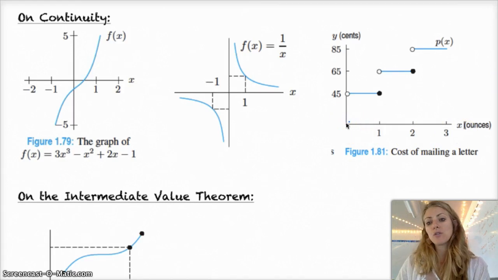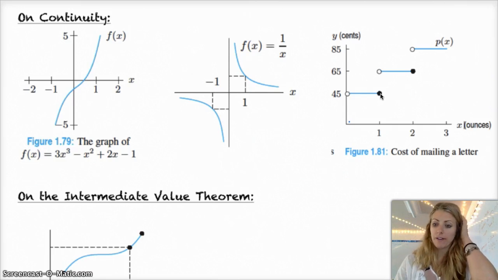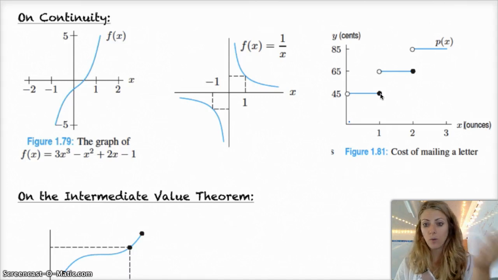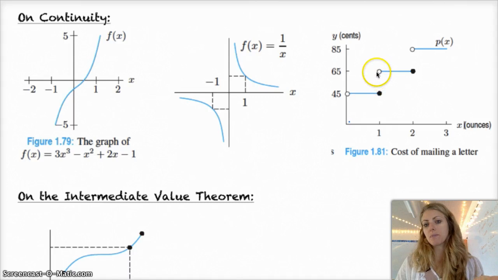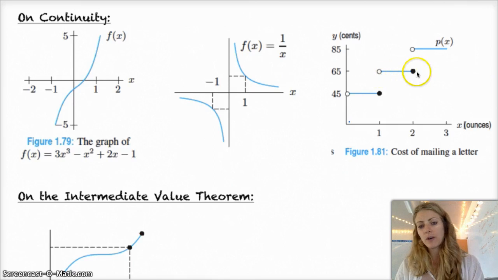But as soon as you are sending something that weighs more than 0 ounces, you jump up to 45 cents. And then as soon as you hit 1 ounce, you are still paying 45 cents, but as soon as you go over 1 ounce, so 1.00001 ounces, you have to jump up to the next pay amount, the next level, the next bracket. So you're paying 65 cents for anything between 1 and 2 ounces.